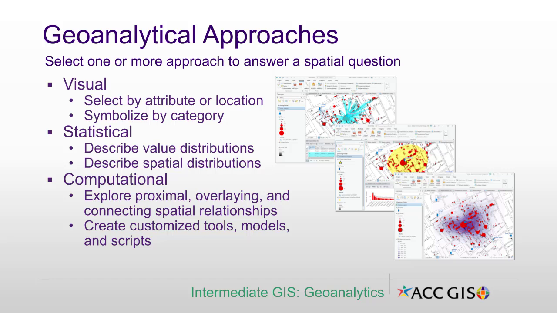Statistical geoanalytic approaches include things like describing value in spatial distributions, so that we can understand how values are distributed or look at the geographic distribution of our data sets. And last, computational geoanalytical approaches explore proximal, overlaying, and connecting spatial relationships, and even utilize customized tools, models, and scripts.